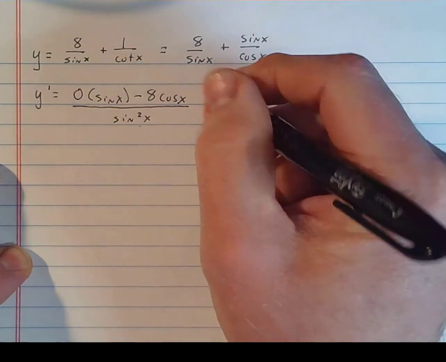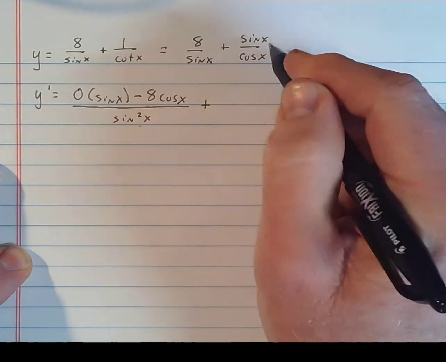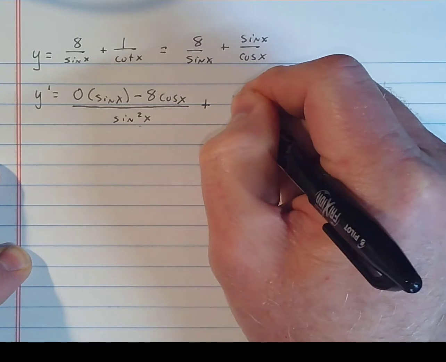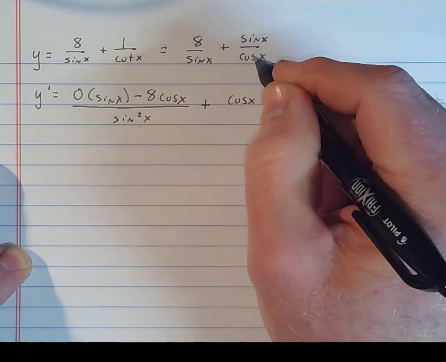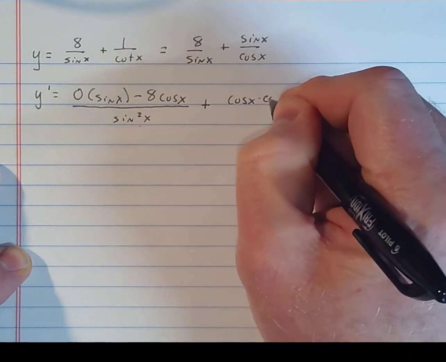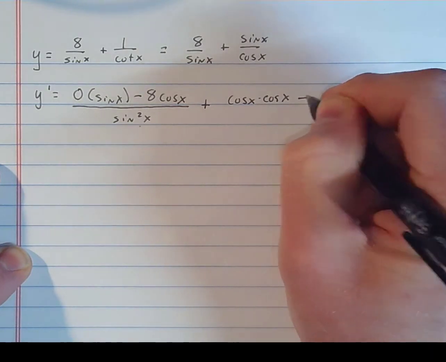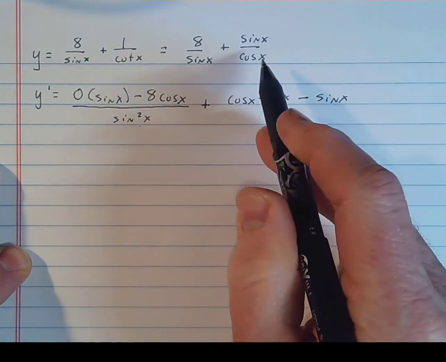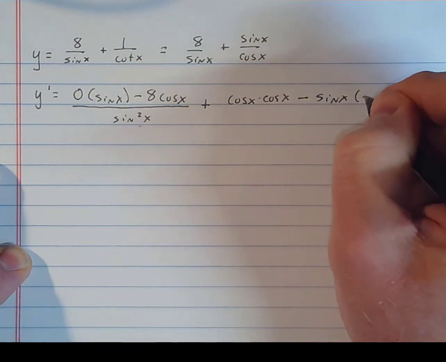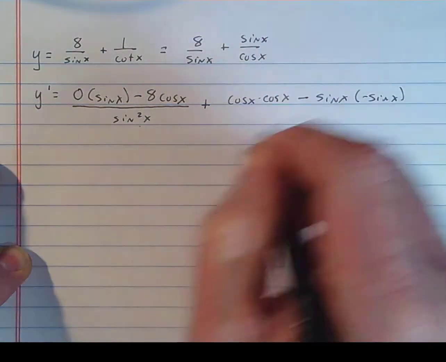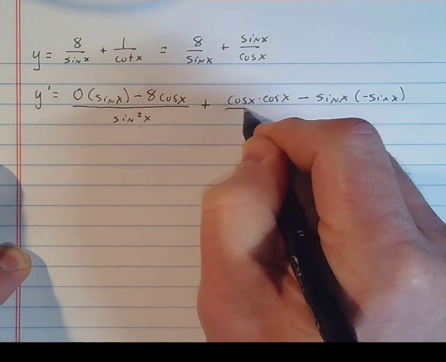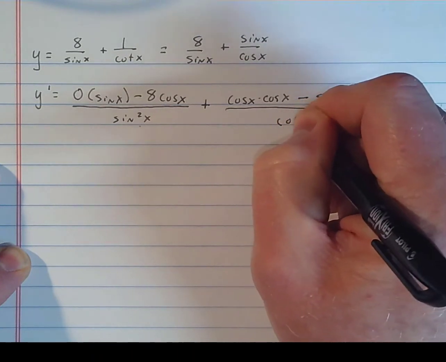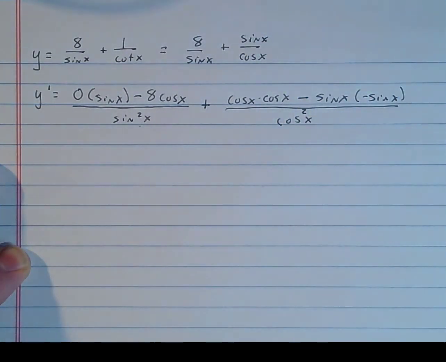Let's go ahead and do the second term over here. So plus, and so I've got u over v. U prime would give me a cosine x. V would be another cosine x. Minus u, which is sine x, and v prime, so the derivative down here in the bottom would be negative sine x. And all that goes over the denominator squared, which is cosine squared x.